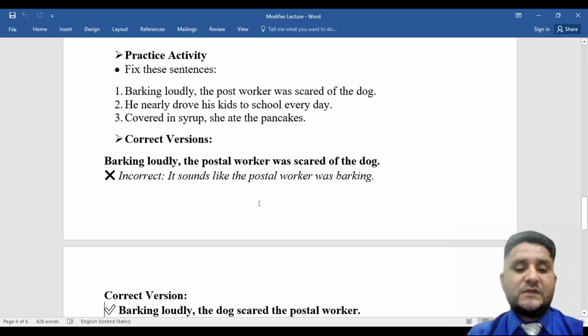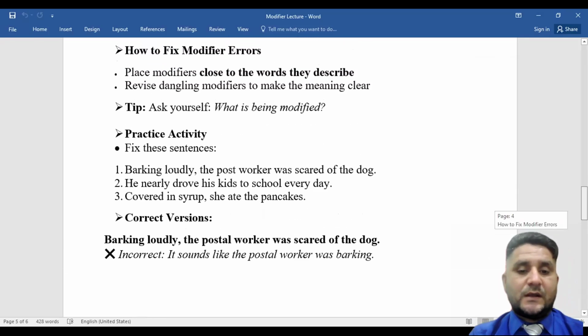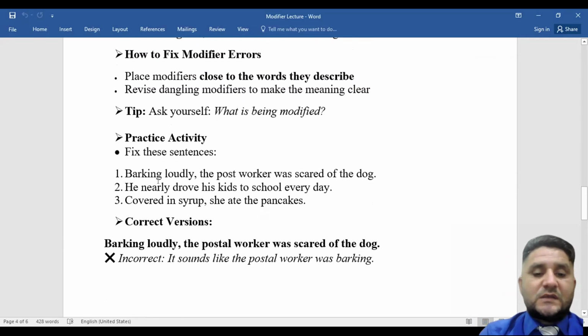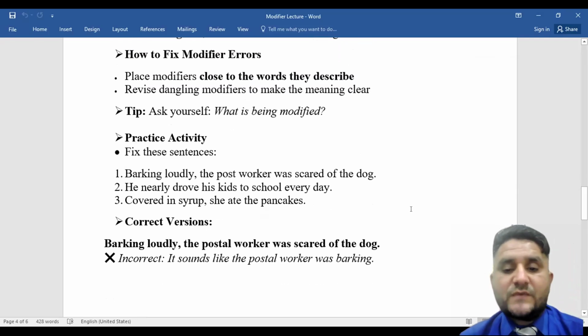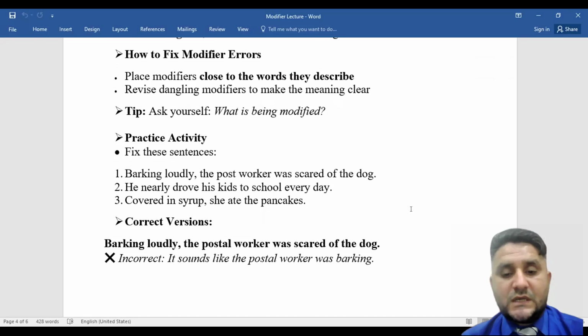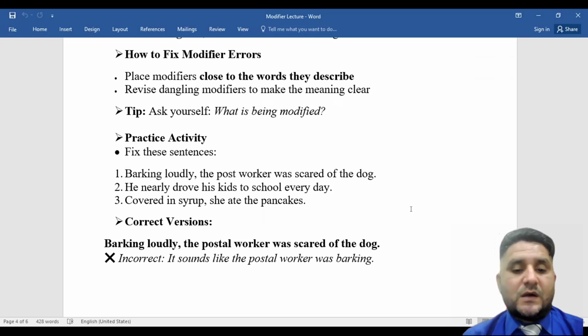And now a practice activity. Here are three sentences. For example: barking loudly, the postal worker was scared of the dog. He nearly drove his kids to school every day. Covered in syrup, she ate the pancakes.